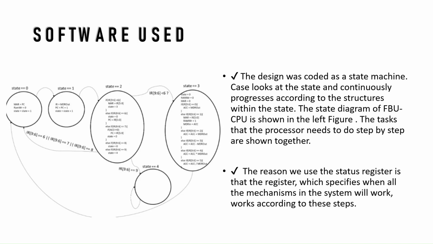Software used in CPU: the design was coded as a state machine. Case looks at the state and continues according to the structures within the state. The state diagram of Fbu CPU is shown in the left figure. The tasks that the processor needs to do step by step are shown together. The reason we use the status register is that it specifies when all the mechanisms in the system will work according to these steps.